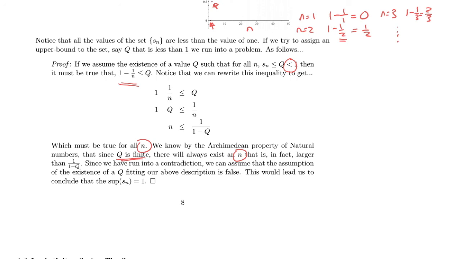So no matter what value of q I choose, no matter how close I choose to get it to 1, there will always be a value of n that will be larger than that. Since we've run into a contradiction here, the assumption of the existence of q is false. And so as a result, we conclude that the supremum of that sequence of numbers is actually going to be 1.